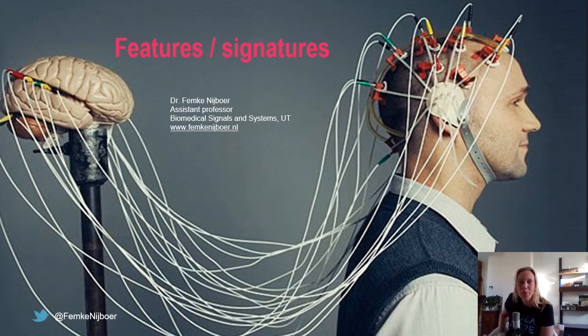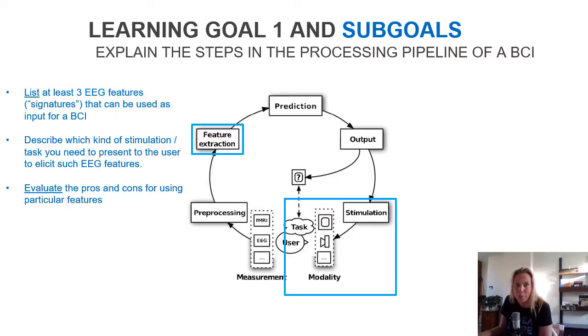Hi, and welcome to the next lecture of the BME course, which is about features or signatures that you can find in the brain signals. You can find a whole section on it in the paper from Van Gerven from 2009, and here I will give you verbally my explanation of it.